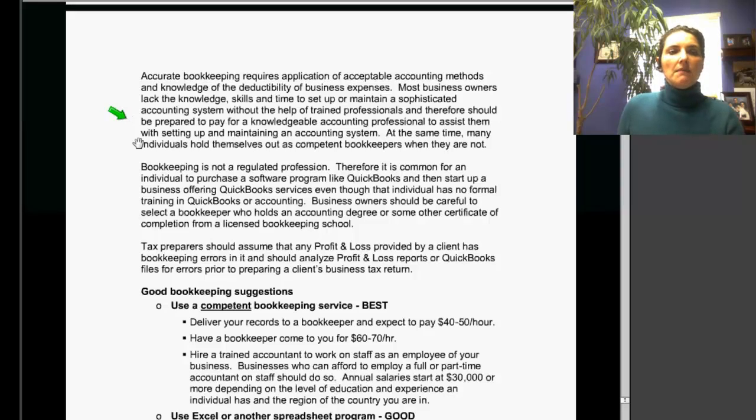At the same time, many individuals hold themselves out as competent bookkeepers when they are not competent at all. Oh my gosh, I've seen some bad bookkeepers. Bookkeeping is not a regulated profession, unfortunately. Therefore, it is common for an individual to purchase a software program like QuickBooks and then start up a business offering QuickBooks services, even though that individual has no formal training in QuickBooks or accounting. Business owners should be careful to select a bookkeeper who holds an accounting degree or some other certificate of completion from a licensed bookkeeping school.